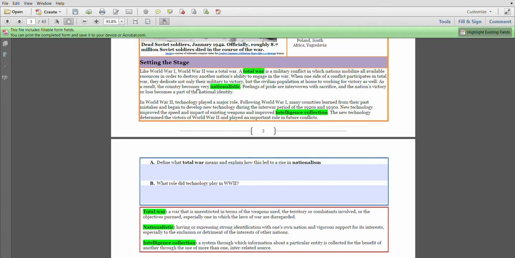As a result, the country becomes very nationalistic. Feelings of pride are interwoven with sacrifice, and the nation's victory or loss becomes a part of the national identity.